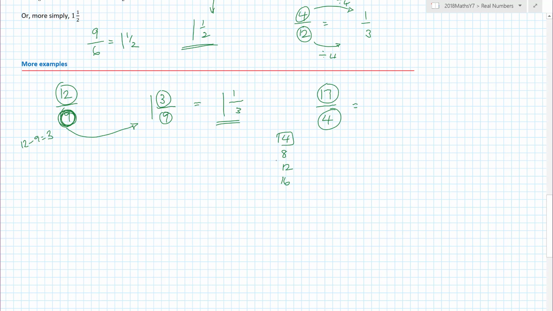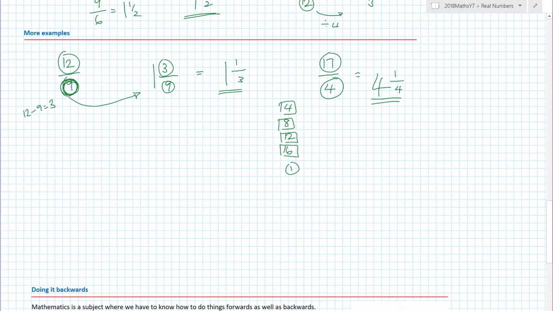All right, so 4 will go in one box, 4 will go in another, 4 will go in another, and 4 will go in another. So there's 4 whole boxes of pizza. But I've got 17. So that must mean that there's 1 little piece left over. So there's 1 piece left over out of 4 that can go into a box. And there is my mixed number.